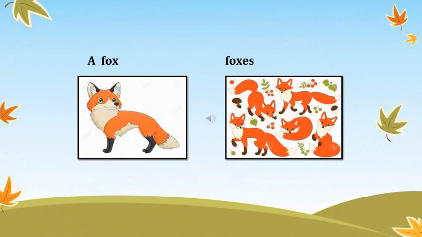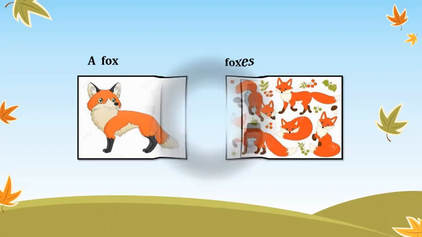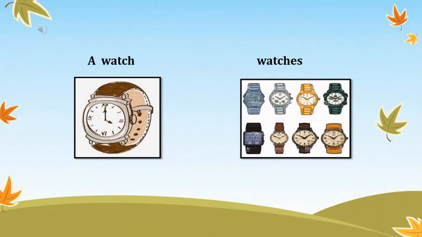Fox, a fox, one fox. And if we have to make a plural of fox, what will we add? Yes, we will add es to it. Why, children? Because it ends in x. And the rule says that any noun which ends in x, we have to add es to it to make it a plural. So, a fox and many foxes. A watch and many watches. Yes?